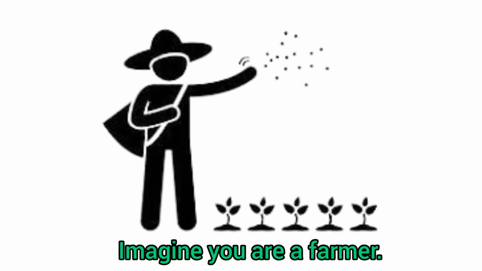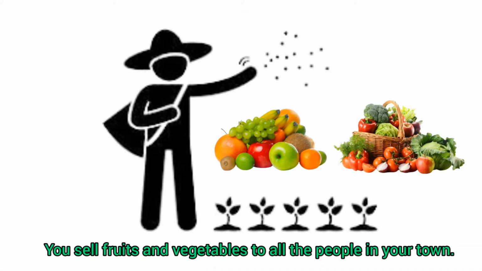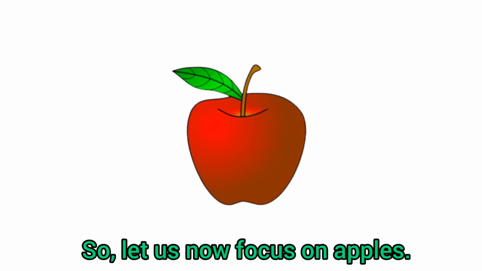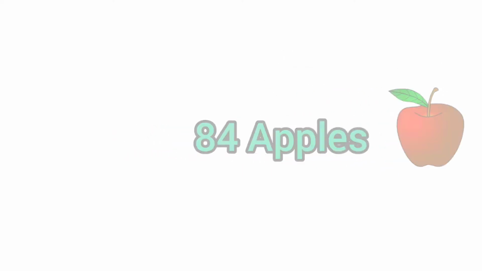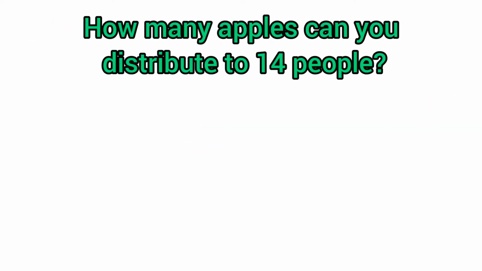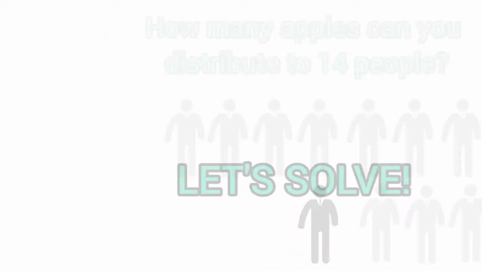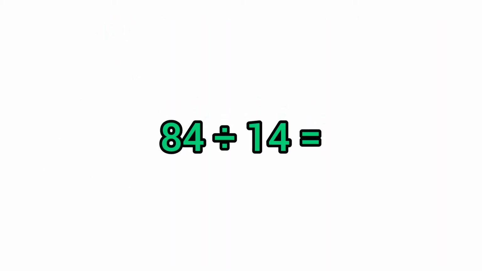Word problem example. Imagine you are a farmer. You sell fruits and vegetables to all the people in your town. So let us now focus on apples. You, the farmer, have 84 apples. How many apples can you distribute to 14 people? Let's solve. 84 divided by 14 is equal to, okay, it is actually quite simple.